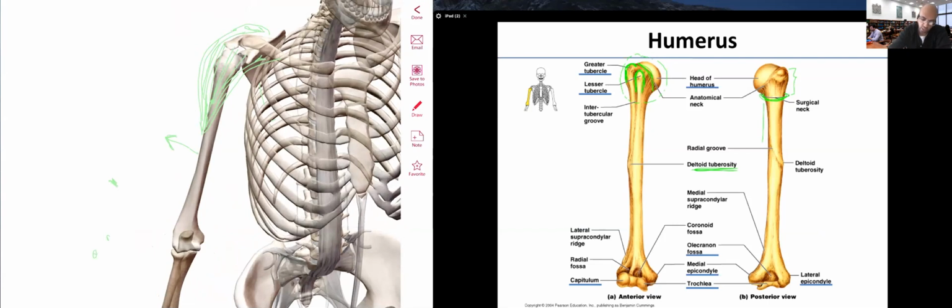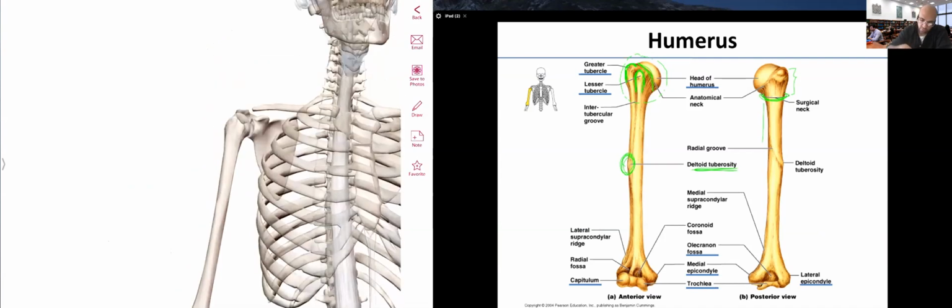All right, so again, what we're looking at in here is this point of attachment, this elevation in the mid shaft of the humerus. This is called the deltoid tuberosity. Again, it's not required from you to know for this lab exam, but you're going to need it when we study the muscles.